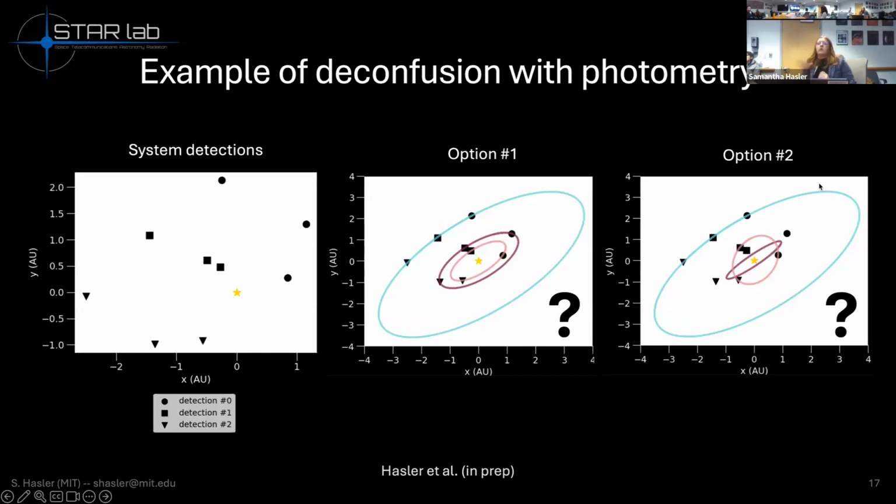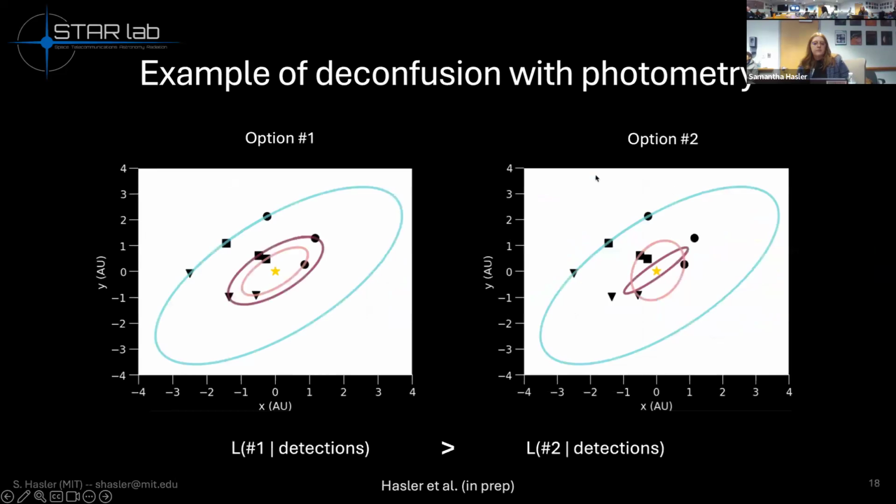So now I'll just walk you through one example system of what that looks like with photometry. Here you're seeing again on the left-hand side some system detections. This time we're looking at a 3-planet system, and it has been observed 3 times spread equally over 1 year. And then these 2 orbit options are what the deconfuser has returned, given only that astrometric information. So you can see again, we have relatively coplanar in the middle, something a little bit funkier on the right-hand side, and then we can essentially calculate our expected brightness given these orbital parameters.